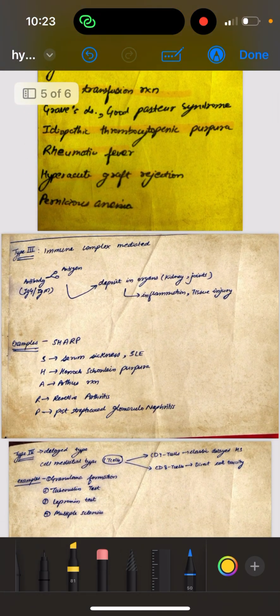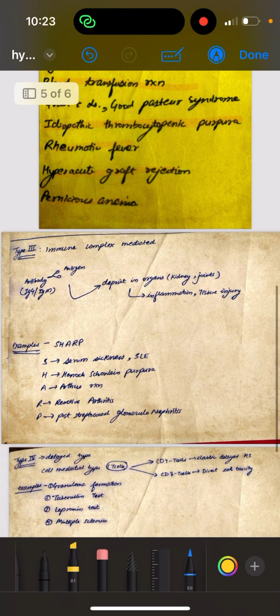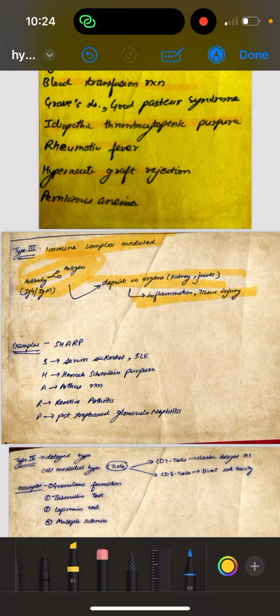So next is type 3 hypersensitivity. Type 3 is immune complex mediated. Most of you will know that immune complex means antigen and antibody will bind to each other and go and deposit in the organs. If something abnormal is going to deposit in my organs, it is going to produce damage. So inflammation and tissue injury will occur.